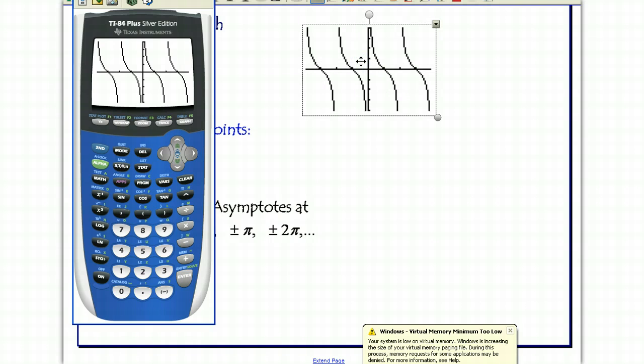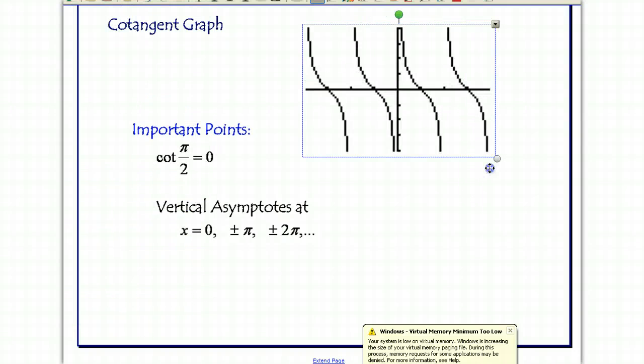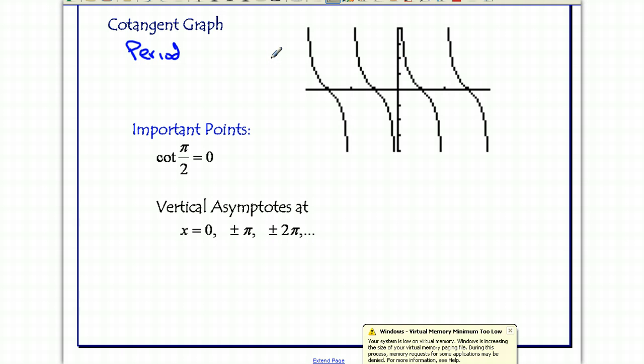Okay, here is our cotangent graph. Look, it looks kind of like the tangent graph with a few differences in here, and some things the same. First of all, would you agree the period is pi again? It repeats. And look, here's 0, here's pi, here's negative pi. We're getting that same graph every pi. This time, it goes down to the right or up to the left.